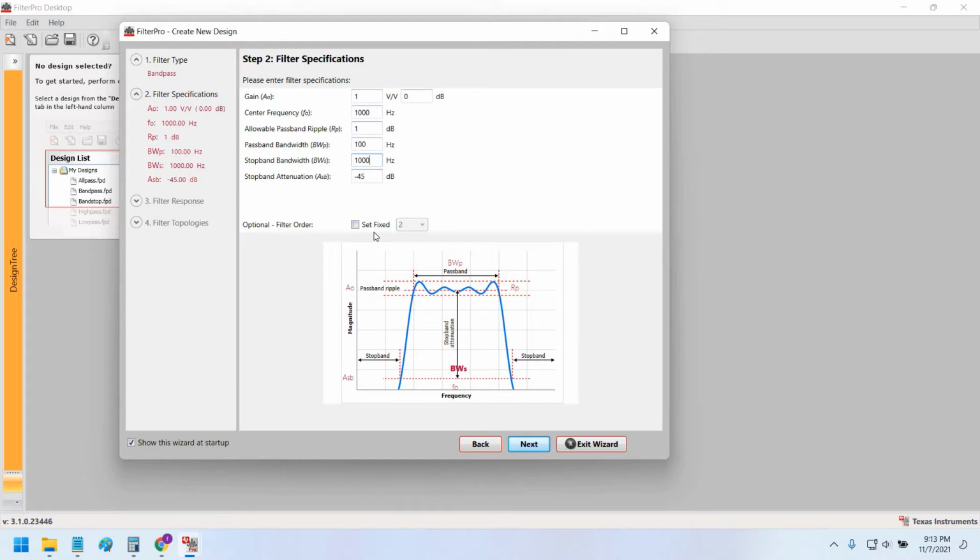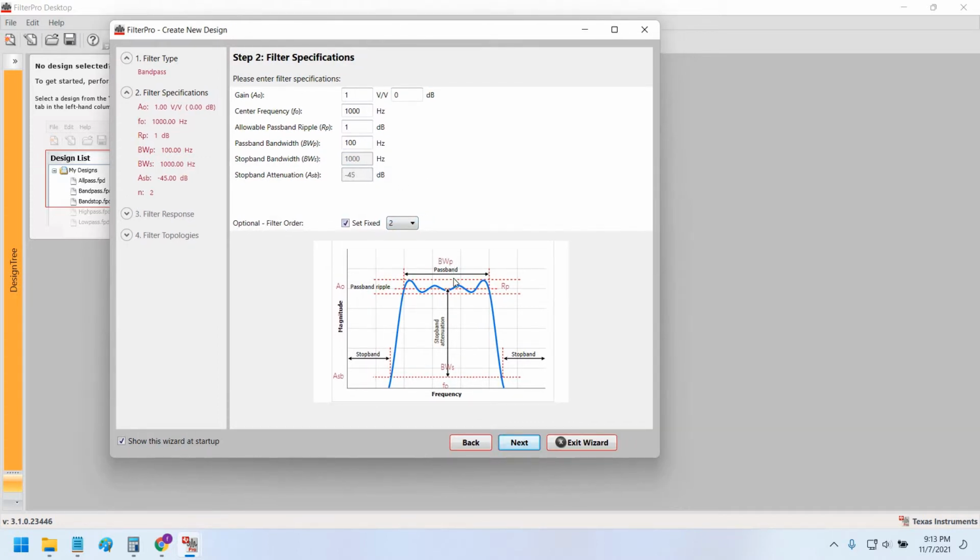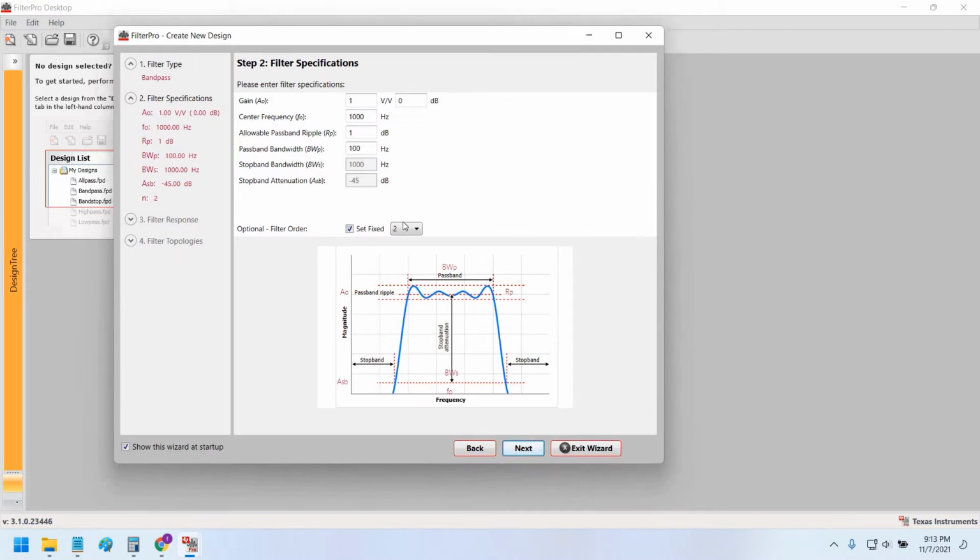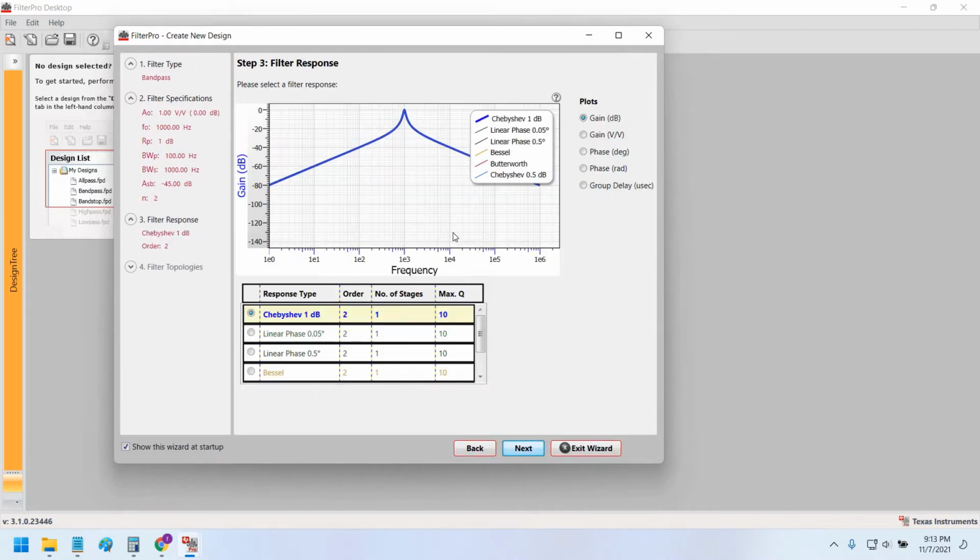Now let's fix the number of order to be equal to 2. Second order filter we would design. We desire to design second order filter. Next, here is the response that we would get, and we would like to have a butterworth response. As always, we prefer maximum quality factor of 10 and number of stages would be equal to 1. Click next.